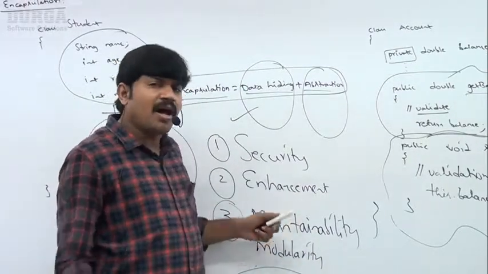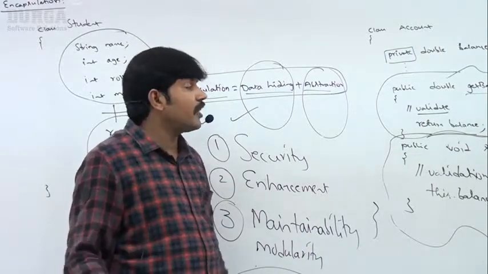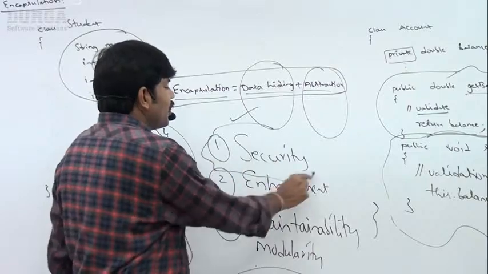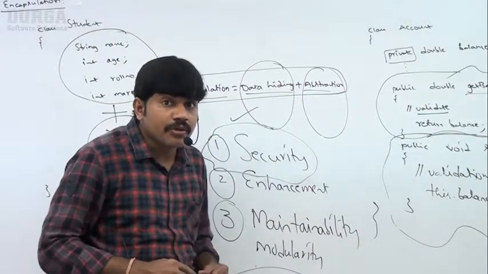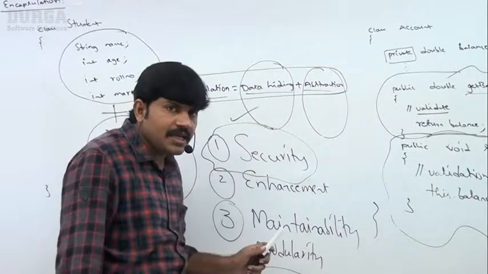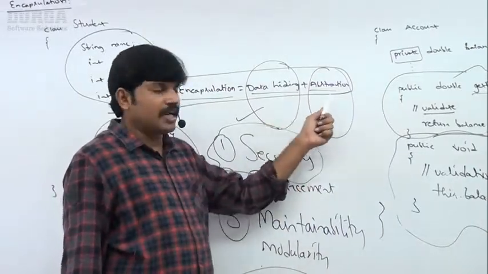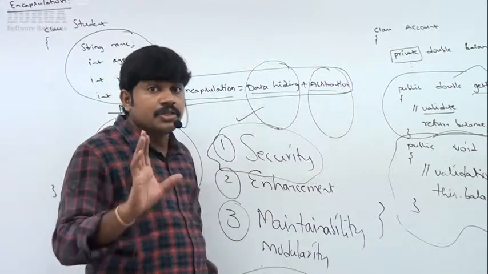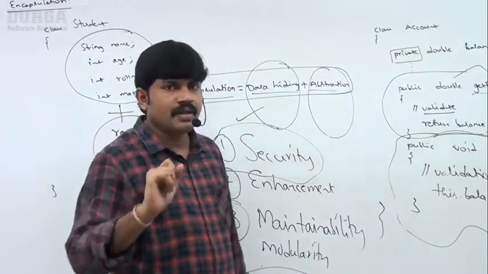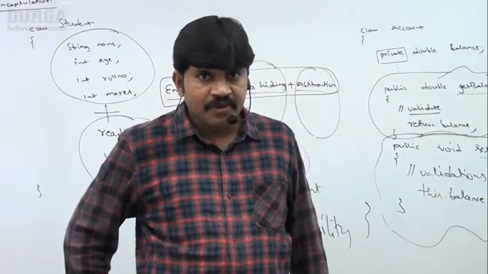But among all these, the main important advantage whenever we use data hiding, abstraction or encapsulation, the biggest advantage we get is security. The first group of OOPS concepts is security. The main target is the word security, right? For data hiding, abstraction or encapsulation, security is the important word. Okay, well.